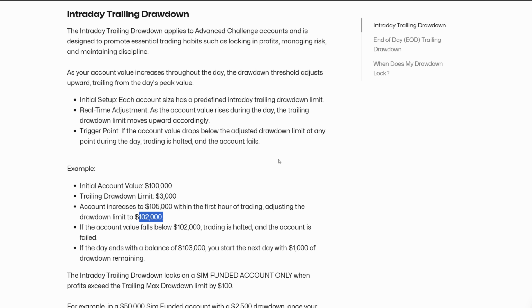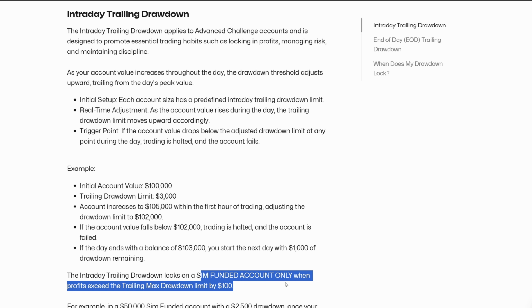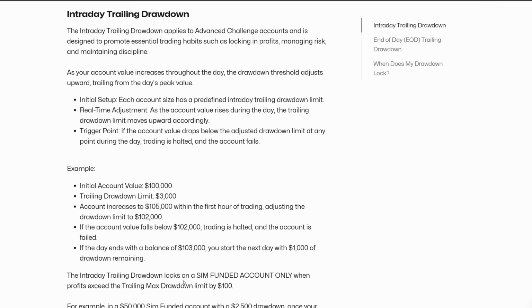Another way is also to use smaller position size. Now, there is something you need to know about the intraday drawdown, and that is the fact that it will lock once you are in a SIM funded account. In the evaluation phase, it does not lock to my understanding, but in the SIM funded account, once profits exceed the trailing max drawdown by $100, it will quit moving. So in this example, since we had a $100,000 evaluation, once we have made $3,100, the trailing drawdown will no longer move. It will be fixed at $100,100.